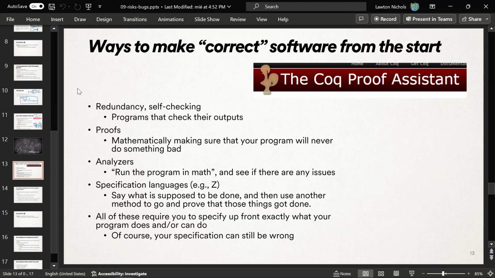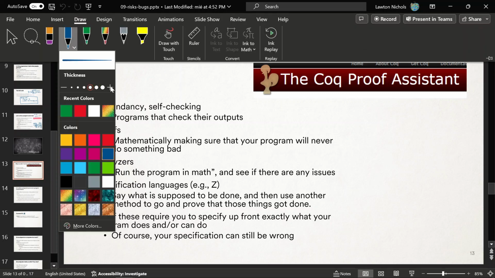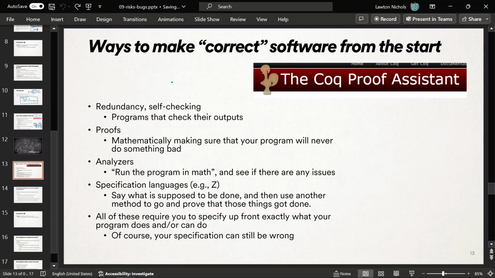So there are quite a few different ways. You'll learn about some of these if you end up taking CSCI 26, if you ever decide to take that. This will be where you start learning about how to prove programs correct. So here are some ways to make software correct.